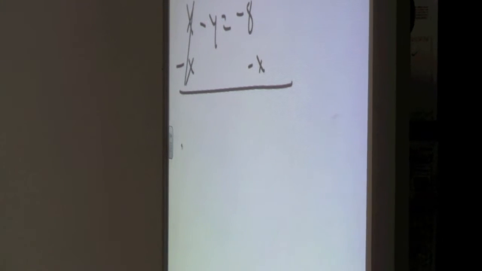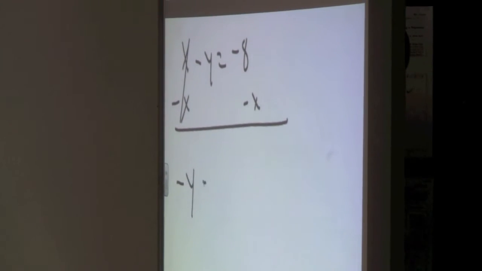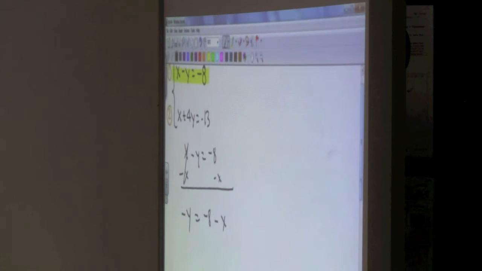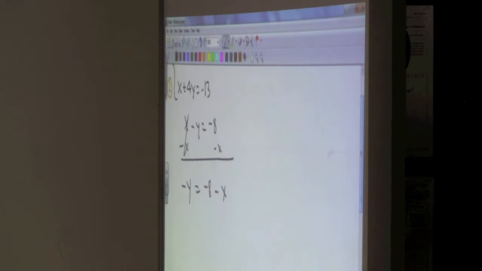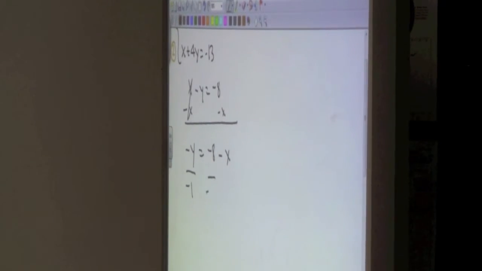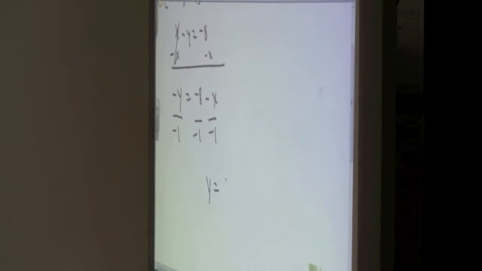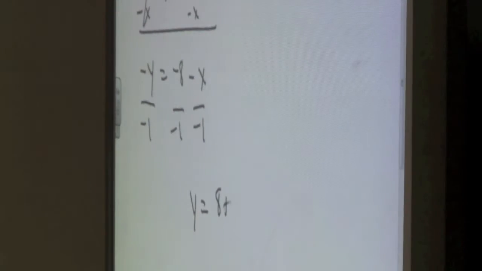So this cancels out, and you're going to have left over -y equals -8 minus x. But you cannot have a negative y. You're going to have a positive. So what you have to do is divide by -1. So you divide everything by -1. And when you divide, you should get y equals 8 plus x.